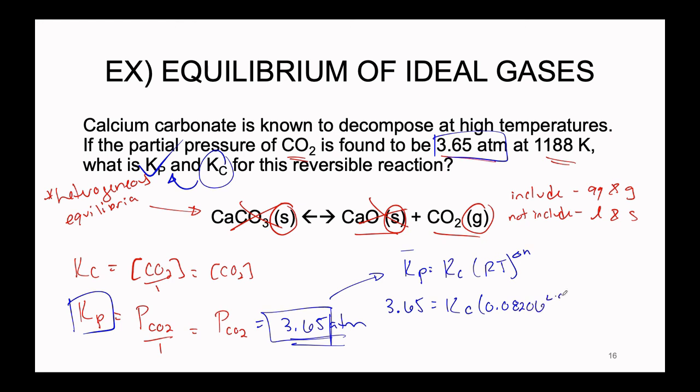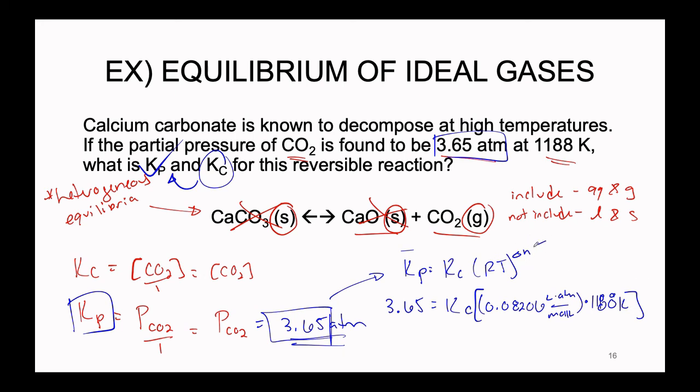0.08206 units of liter atmosphere per mole Kelvin. And I'm going to bracket this off since it's the gas constant times T. That's all raised up to the delta n, so it's going to be very important to keep this information together. Our temperature is 1188 Kelvin, and we're going to raise all of this up to the delta n.